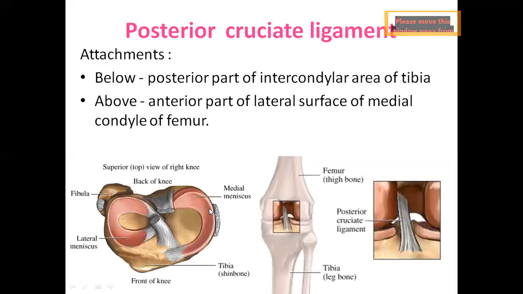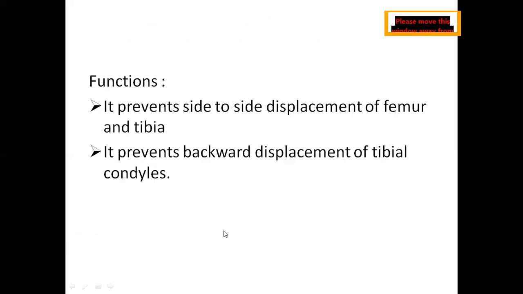Now coming to posterior cruciate ligament. Inferiorly it is attached to the posterior part of the intercondylar area of tibia, and you can see above it is attached to the anterior part of the lateral surface of the medial condyle of the femur. The functions of this posterior cruciate ligament: it prevents side-to-side displacement of femur and tibia. It prevents backward displacement of tibial condyles.